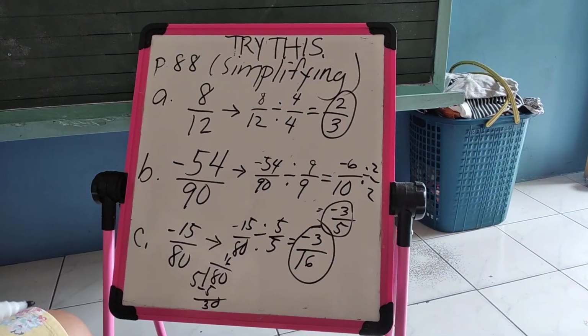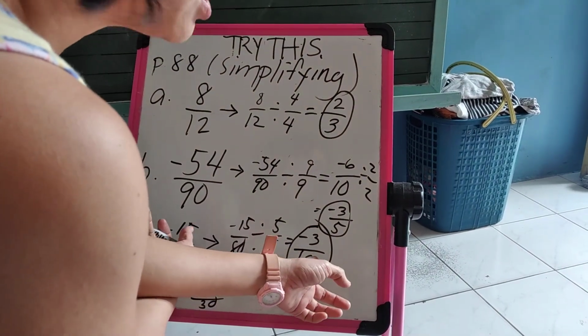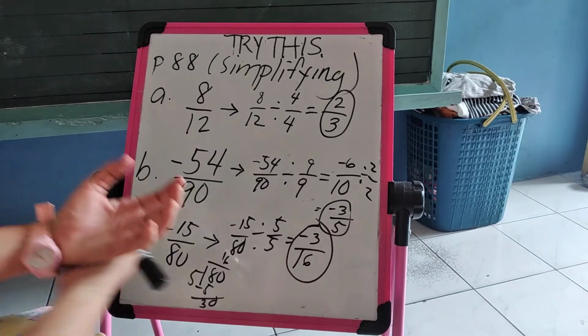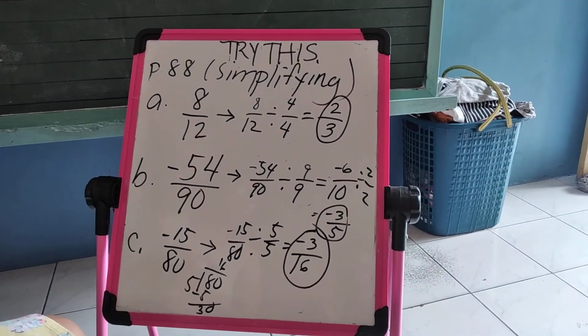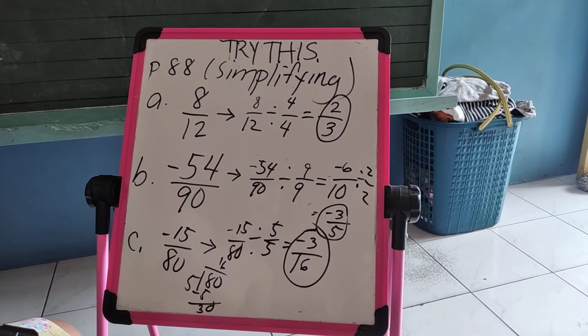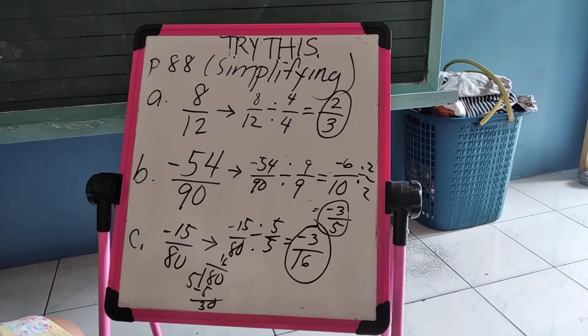There you go. So, Miss, can you still simplify? Let's check. Is there a number that can divide 3 and 16? No. So, 3 is already prime. Although 16 is not prime, it's composite, it's an even number, but there is no common factor.